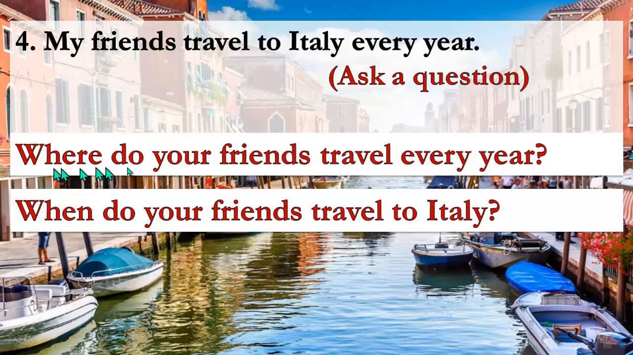So let's start with the first one. Where do your friends travel every year? Look at the question mark here. I started my question with where. After that, the helping verb do. Then the complete subject, your friends. Okay? Then the rest of the sentence. The second one, I started my question with when. Okay? Where for place and when for time. When do your friends travel to Italy? And the question mark.